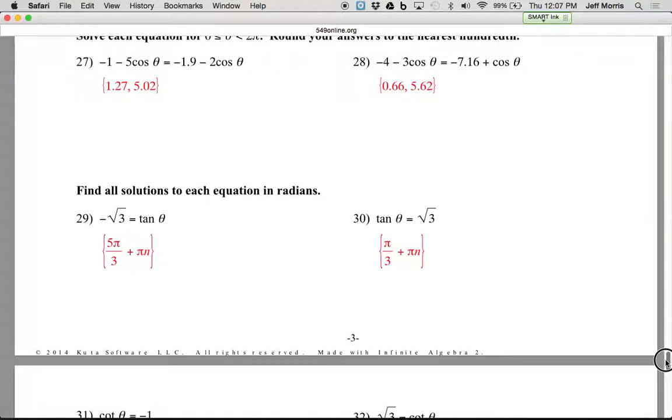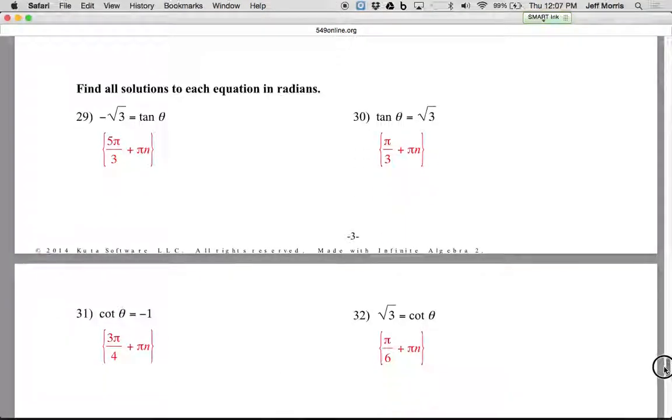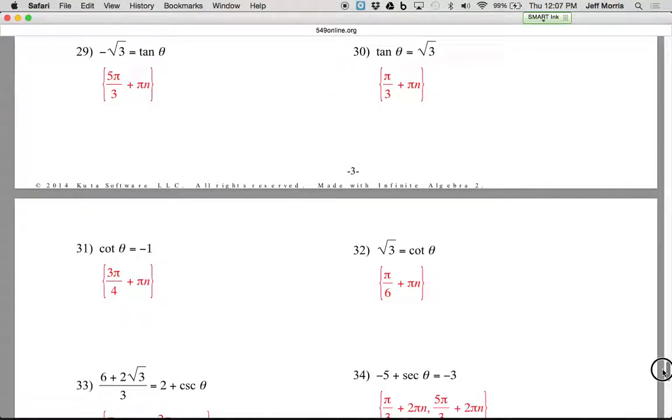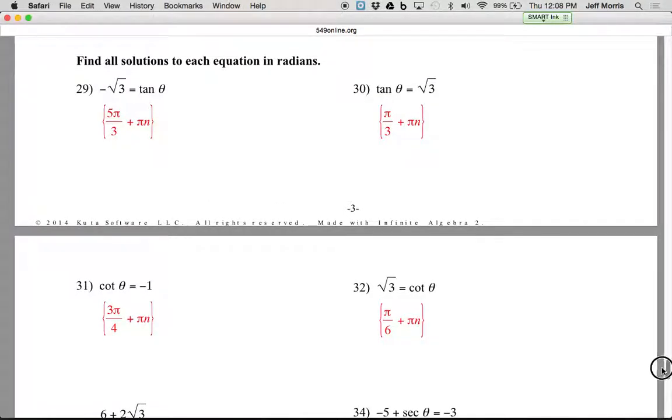All right, 27 through 30. Let me talk about 29 through 32 and tell you why you can just add a plus pi in. Does it matter which one I do? Do you have a preference? Cotangent, you want tangent, which one do you want?